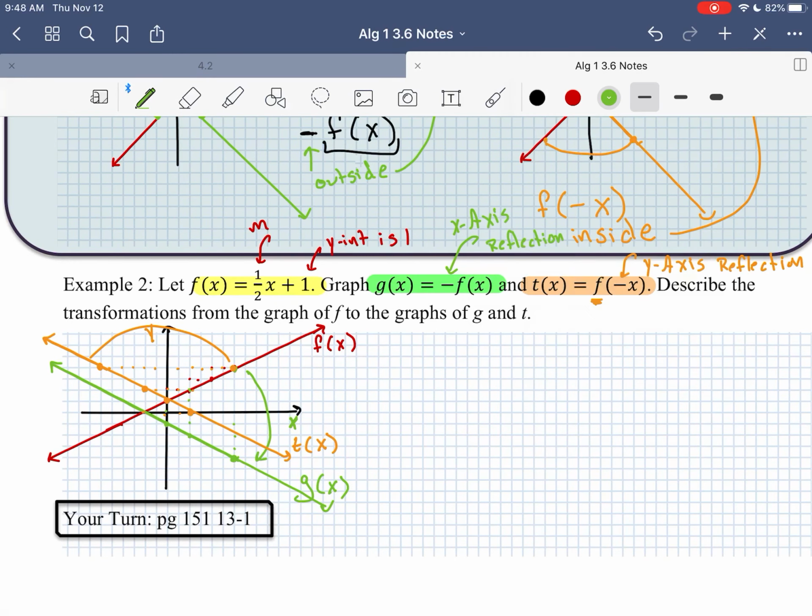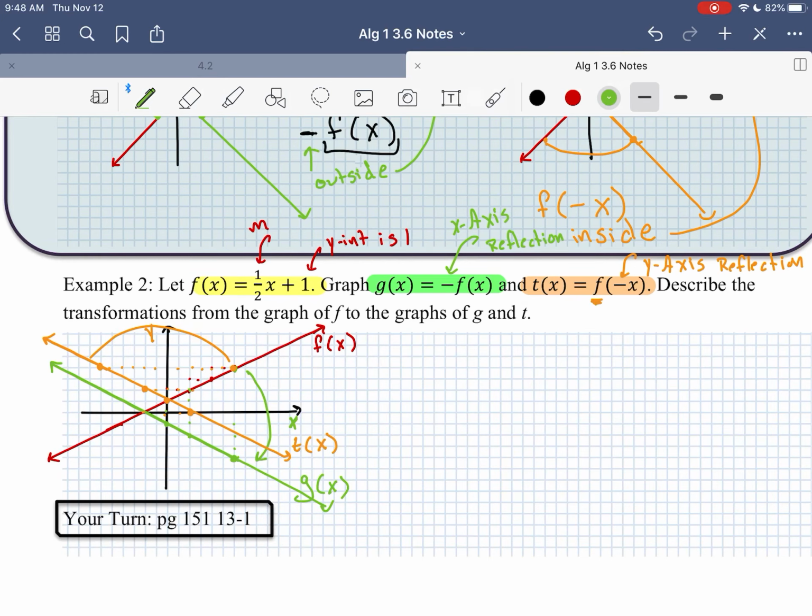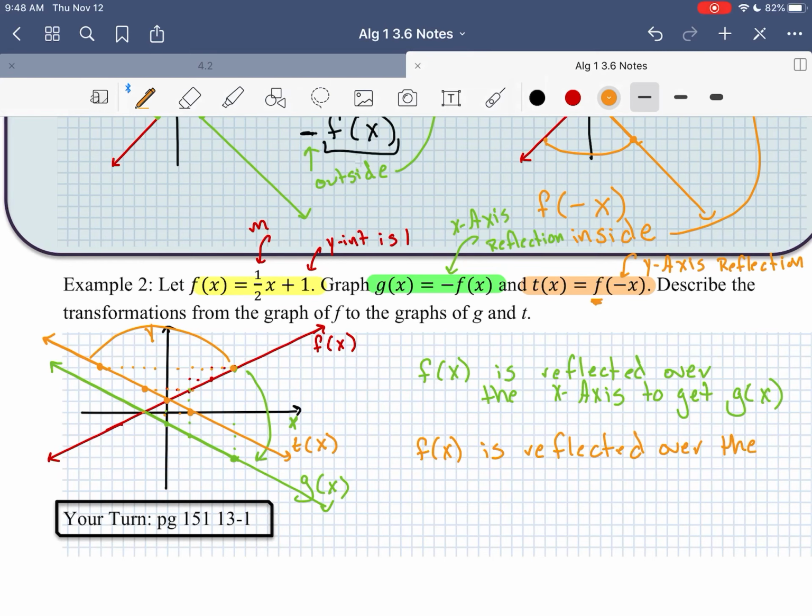And then last, it says number 2, describe the transformation from the graph of f. So to get to g, f of x is reflected over the x-axis to get g of x. And then f of x is reflected over the y-axis to get t of x.